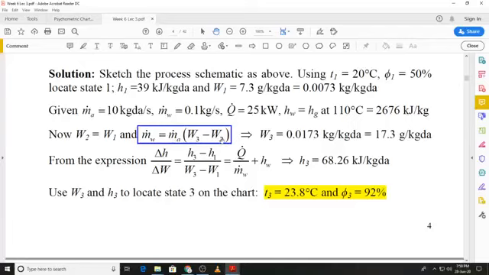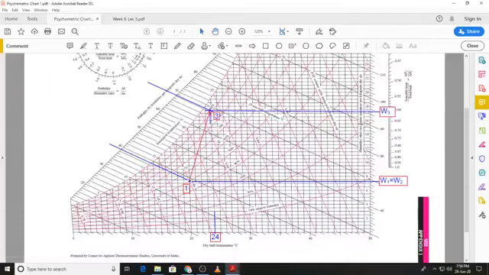W2 is the same as W1, which we have read from the psychrometric chart, and that gives us W3, which is 0.0173 kilogram per kilogram dry air. When we mark it on the psychrometric chart, we will convert it into grams per kilogram dry air, which has a value of 17.3. So again, let's go back to the psychrometric chart, and you can see I have already marked out a humidity ratio of 17.3 over here. So we know that state number 3 will lie on this constant humidity ratio line.